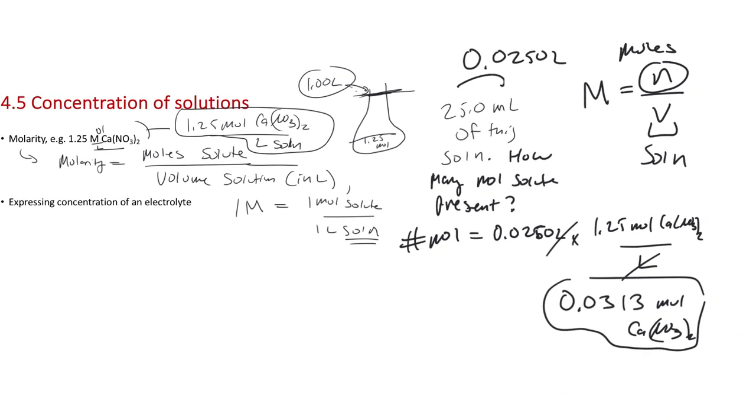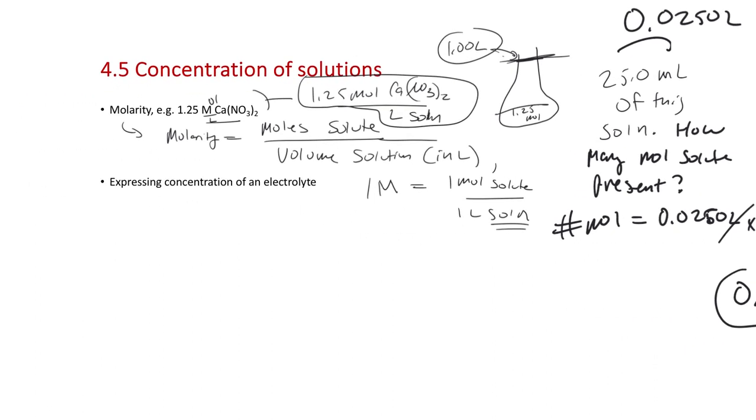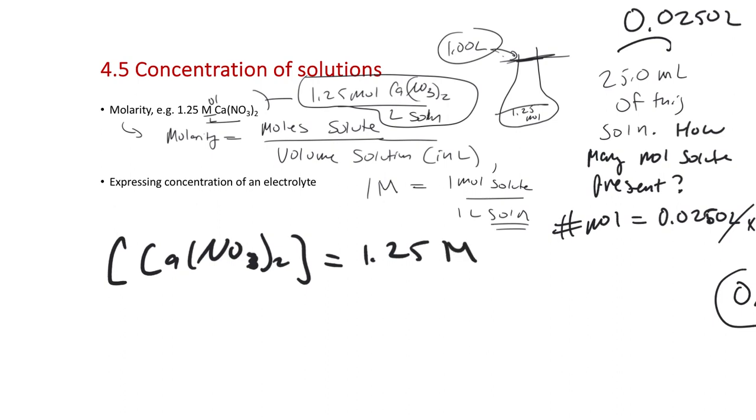All right, so there's another question on this packet here. We can then also come back to the idea that the solution really isn't calcium nitrate, right? It's really calcium ions and nitrate ions. When I write brackets, it means the concentration of what's inside. The concentration of calcium nitrate is 1.25 molar, to which you might say, well, technically it's 0 molar, but let's not think at that level per se, because calcium nitrate's not stuck together.